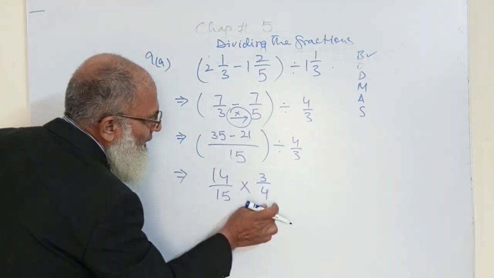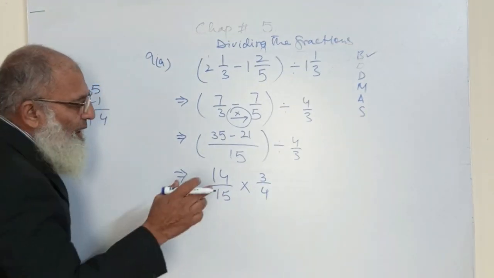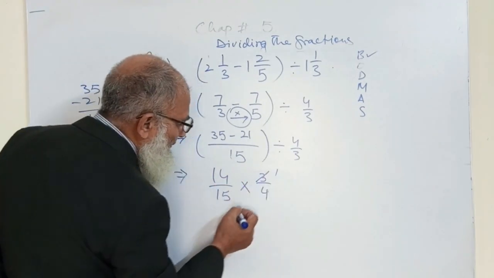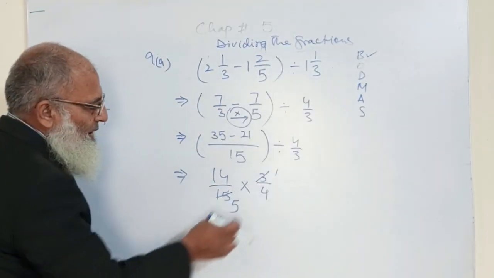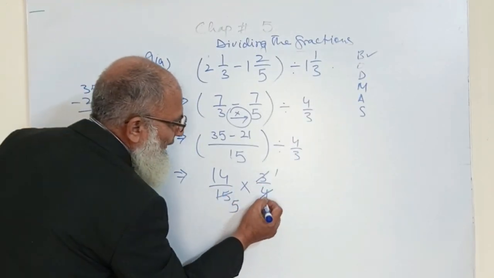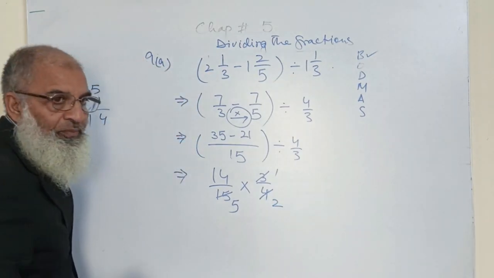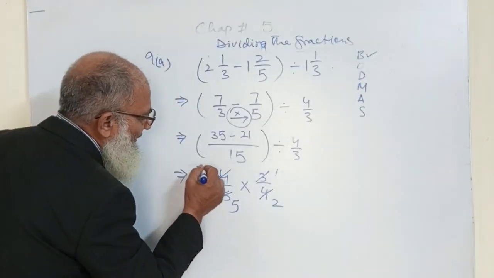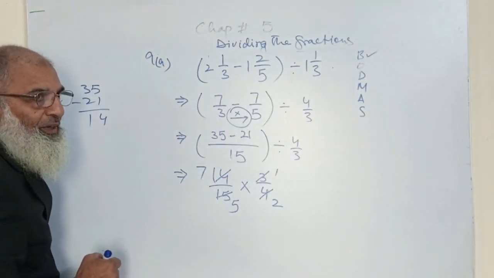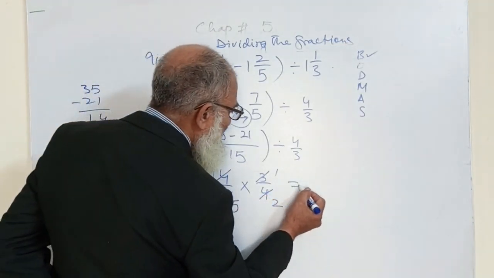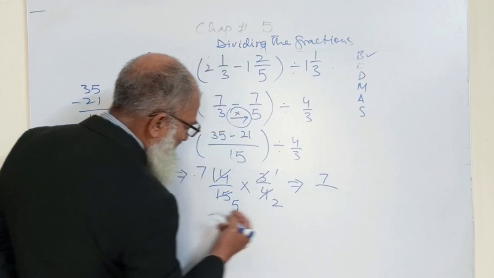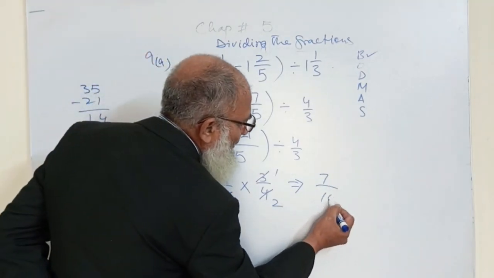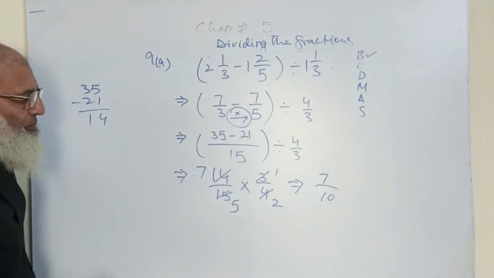So you see all the numbers are divisible by each other. 3 1 times 3, 3 5 times 15, and 2 2 times 4, and 2 7 times 14. So it will become 7 multiplied by 1, 7, and 5 multiplied by 2, 10. This is your answer.